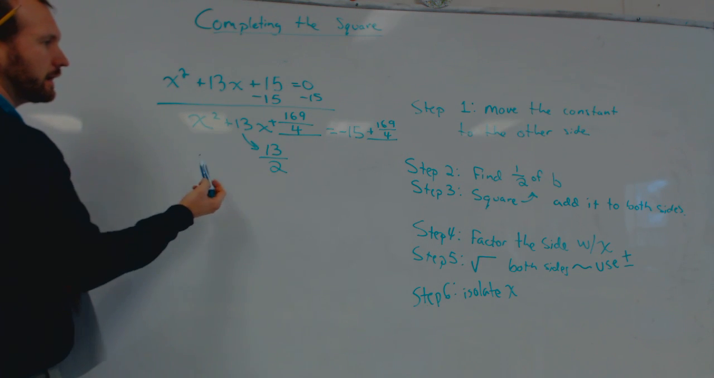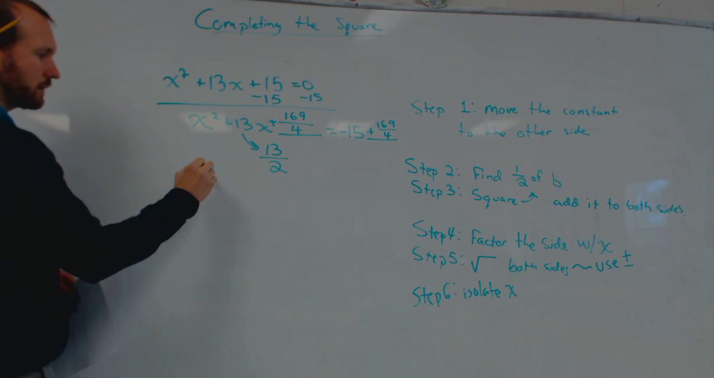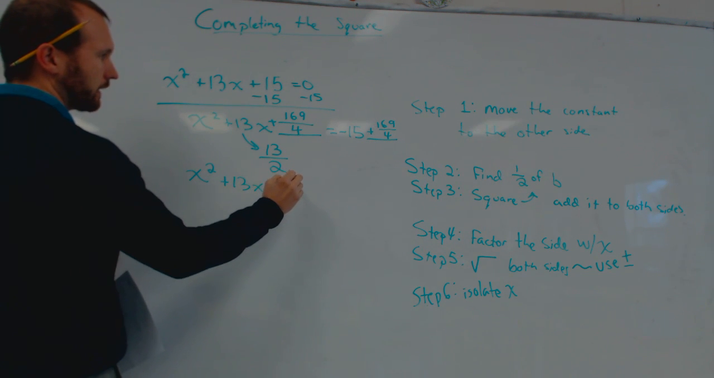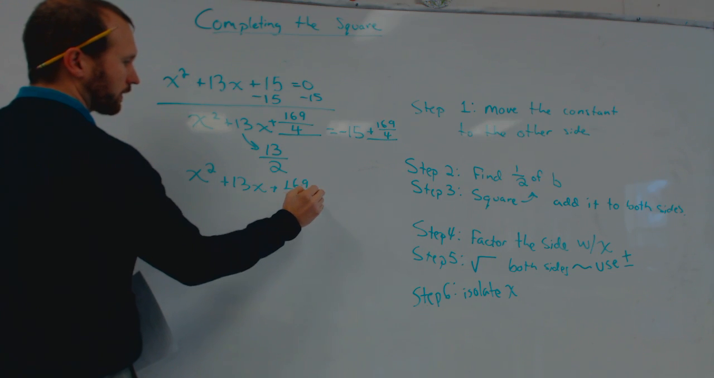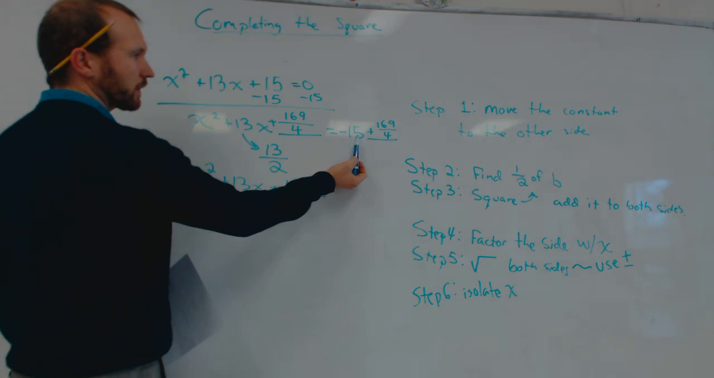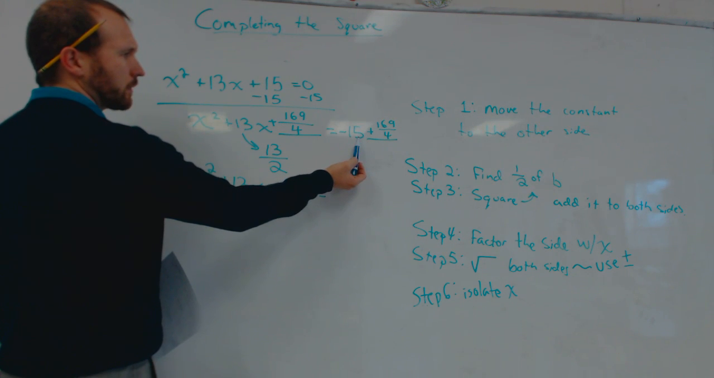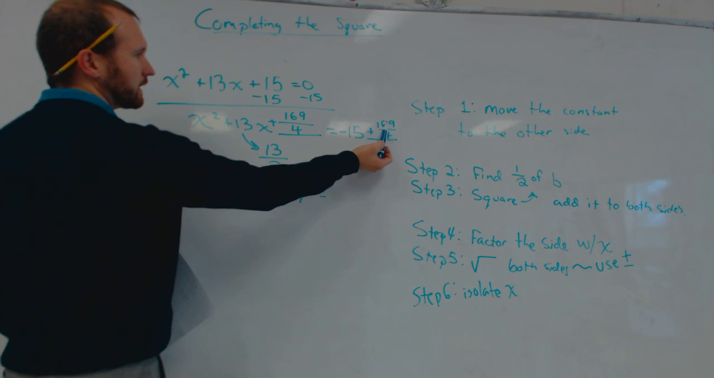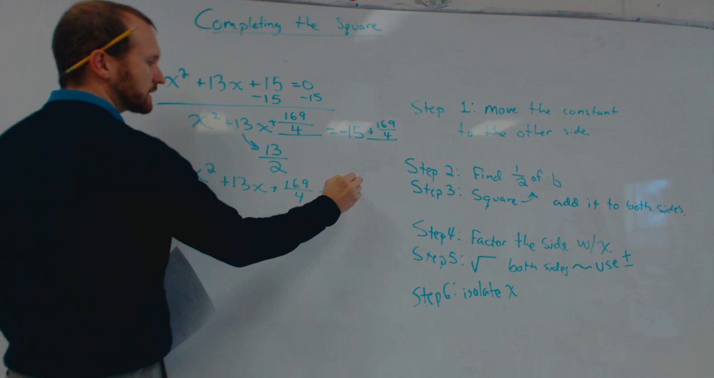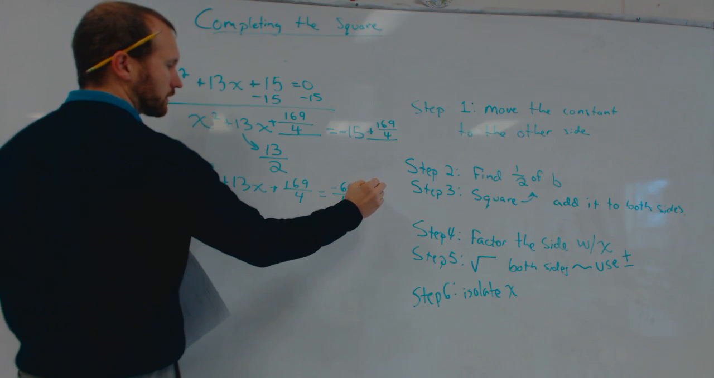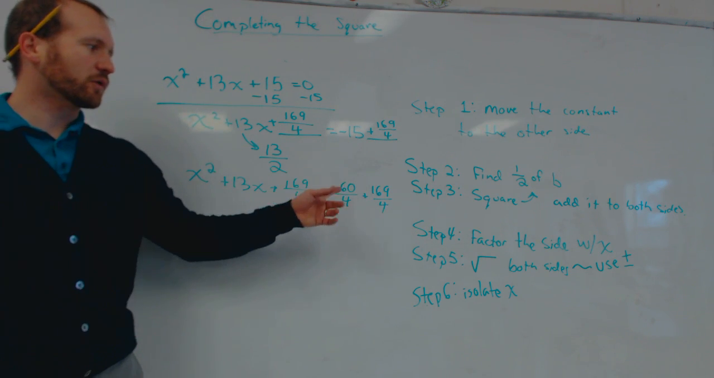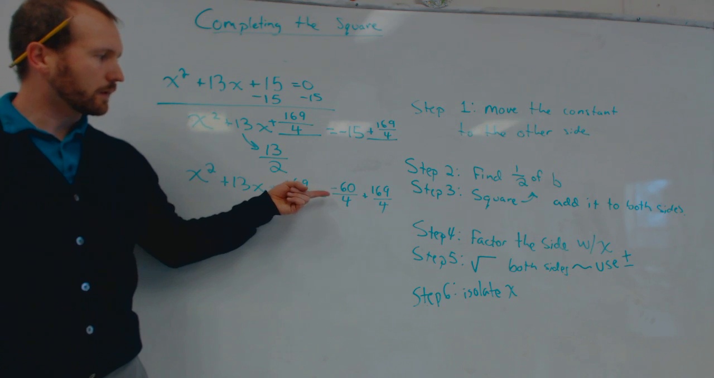I'm going to rewrite it again, just because I think it's clearer for the video. So x squared plus 13x plus 169 over 4 equals, now I want to turn this into fourths, because I have to combine negative 15 and 169 over 4. So negative 15 is negative 60 fourths. How do you know that? Because I know 15 times 4 is 60.